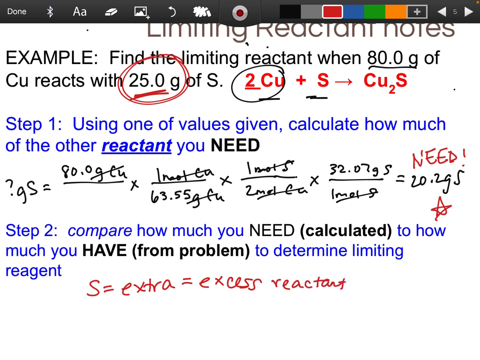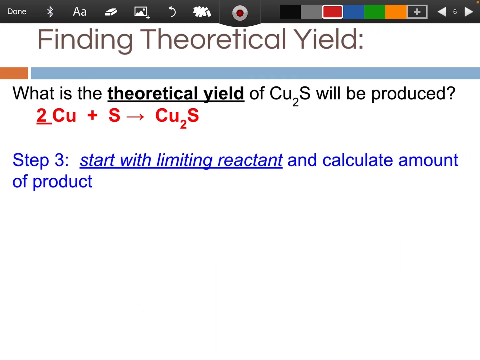Because sulfur was our excess reactant, by default, we know that copper is going to be our limiting reactant. So copper would be our limiting reactant in this case. Copper is going to run out first, and it's going to limit how much product we are able to make. So when you are finding the theoretical yield, you have to start with your limiting reactant because that is going to, again, limit the amount of product that you get.